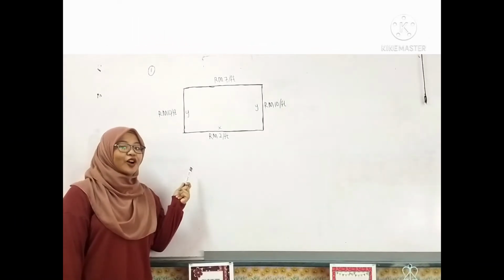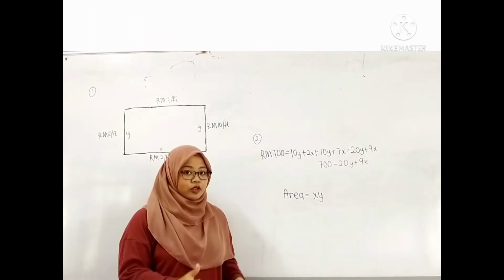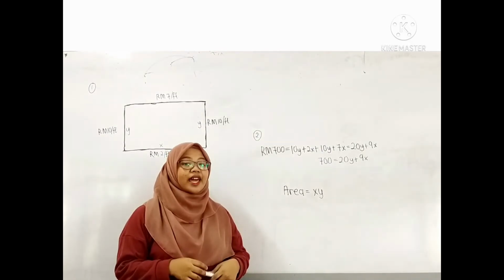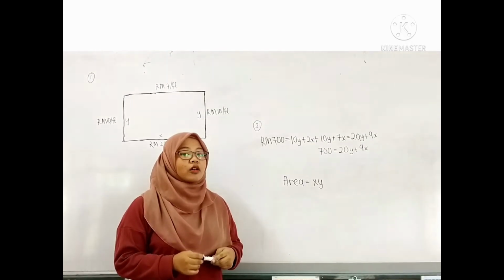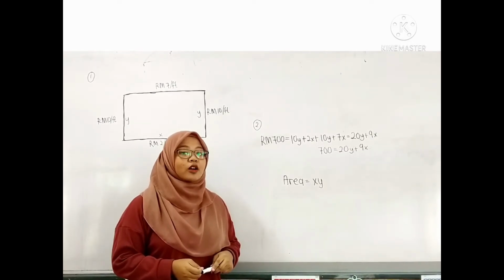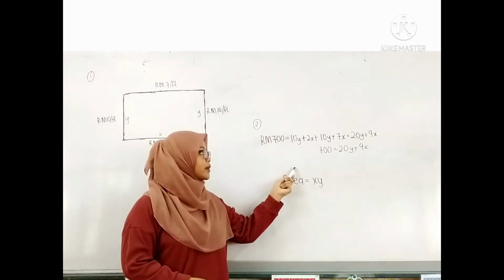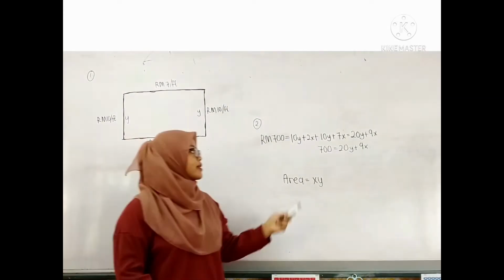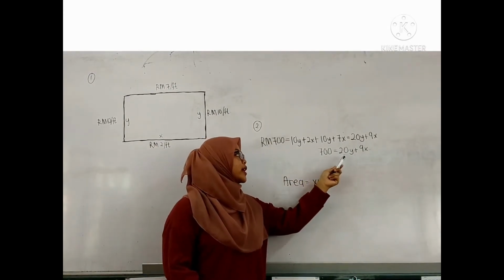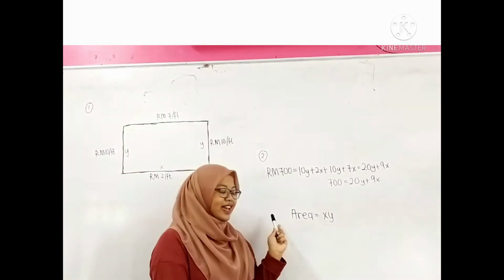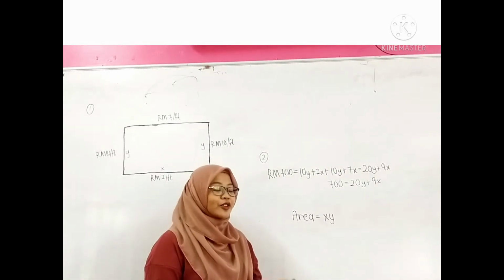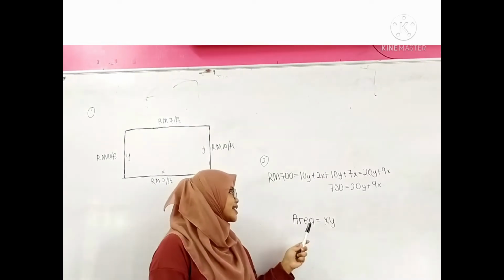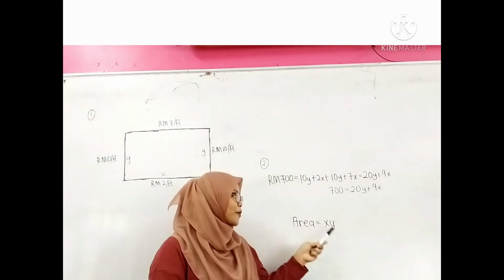A quick sketch of the problem. So we are told that we have 700 ringgit to spend. So the cost of the material will be constant for this problem. From this sketch we get 700 equals 20y plus 9x. Next, we are being asked to maximize the area, so the equation is area equals x times y.